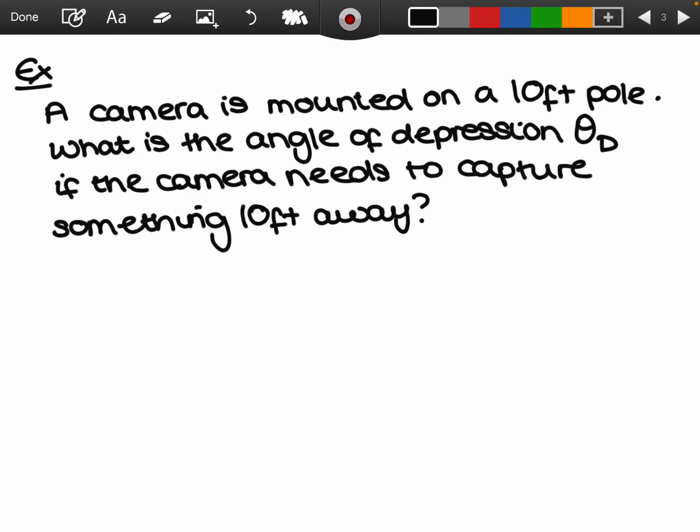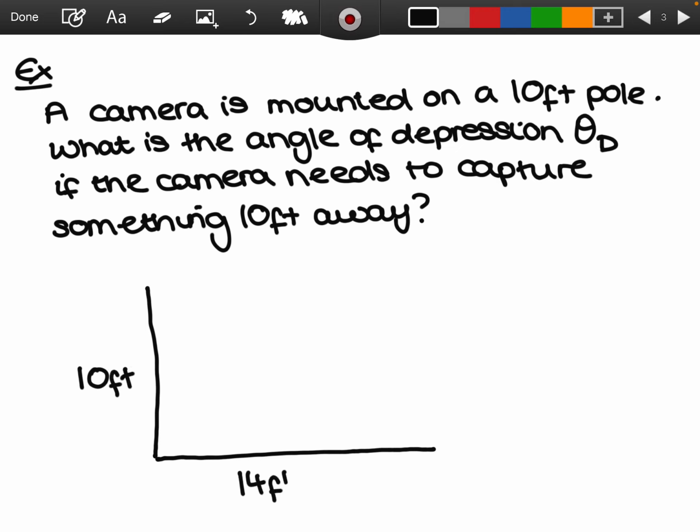Whenever you get one of these word problems, the first thing I want you to do is to draw a picture. So we have a 10-foot pole, okay, and I know that I'm trying to capture something that's 14 feet away. So I've got a 10-foot pole here, and the thing that I'm trying to capture is 14 feet away.